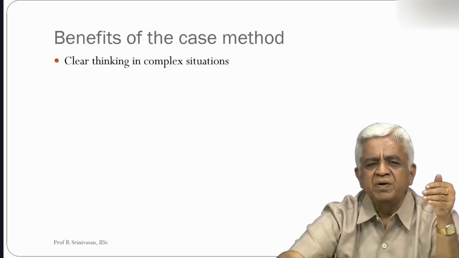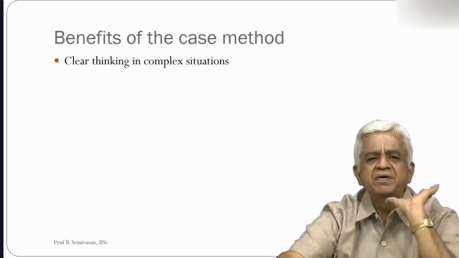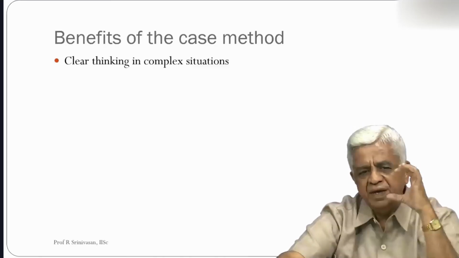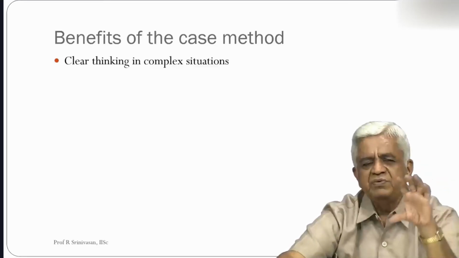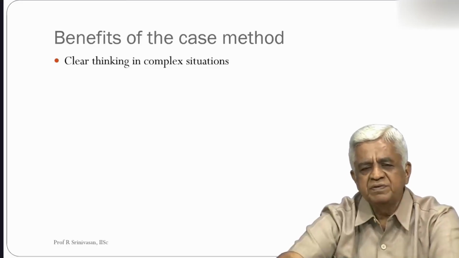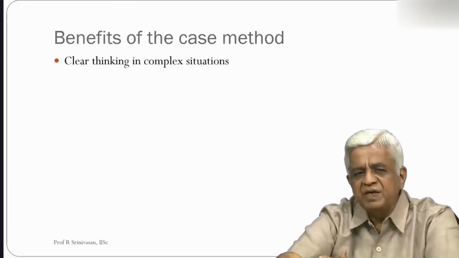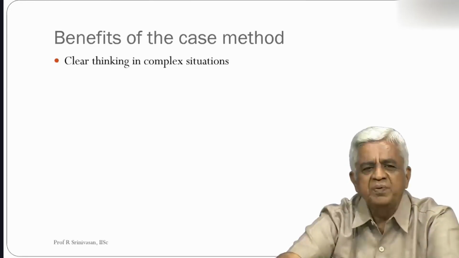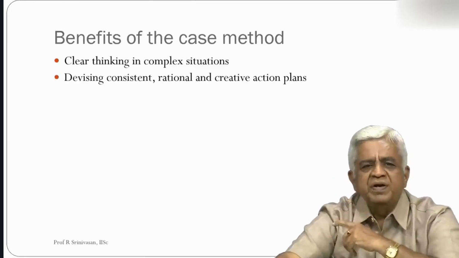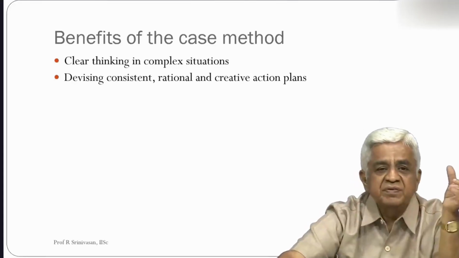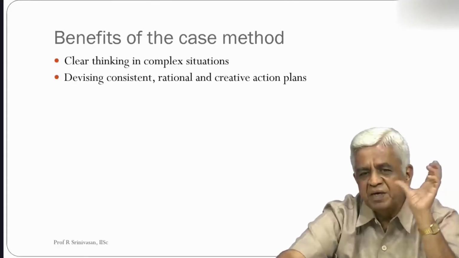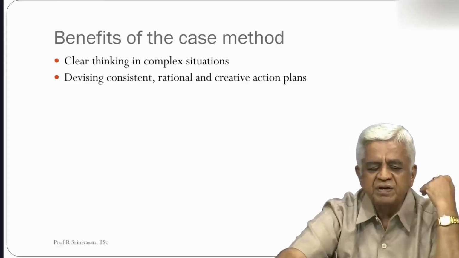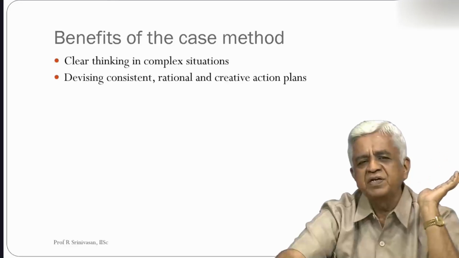A case study might give a lot of unwanted data also. So he has to weed out that unwanted data and take that particular data which will be useful for him to analyze a situation. So in other words, his thinking ability is going to get drastically improved. Then what is the second benefit he is likely to get? He becomes consistent. He becomes rational. He becomes creative. So he would try to devise consistent, rational and creative action plans.